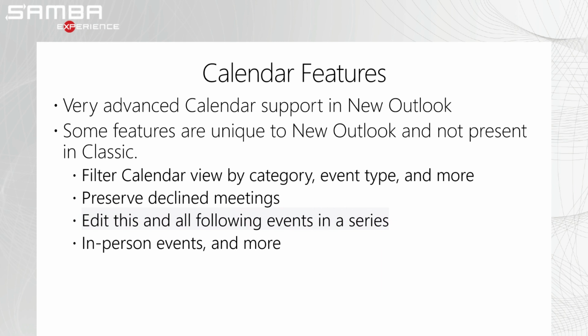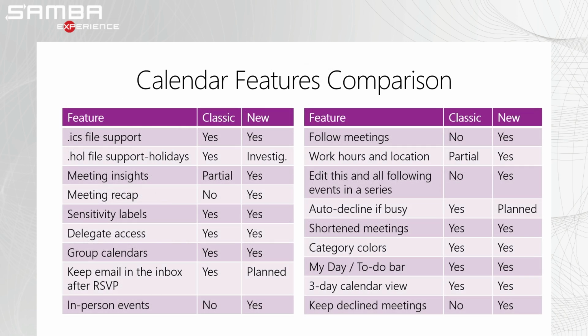Let's talk about calendar features. New Outlook has very advanced calendar support and features that are unique to new Outlook, not present in Classic. You can filter calendar view by category, event type, and more. This is a unique feature. Preserve declined meetings is also unique to new Outlook. You can edit this and all following events in a series. You can set up in-person events, and there are more. You can see it on this slide.